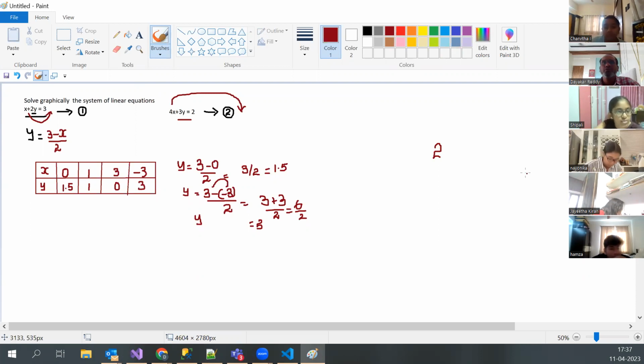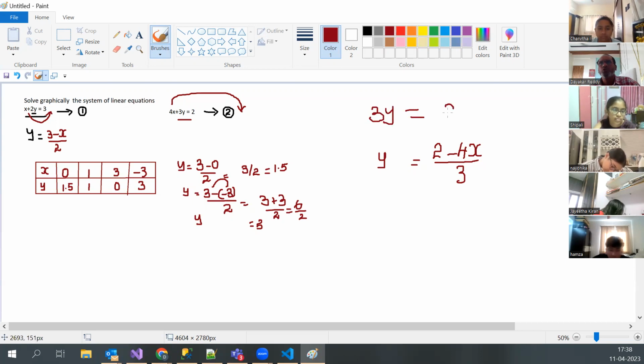So it is 2 minus 4x by 3. Where is your confusion? Why do you keep telling the wrong one? Tell me what I told here. Plus 4x goes to the other side, minus 4x. You can write one more step if you want: 3y equal to 2 minus 4x. And then y equal to, the 3 should go to the other side, so it will become divided by 3.